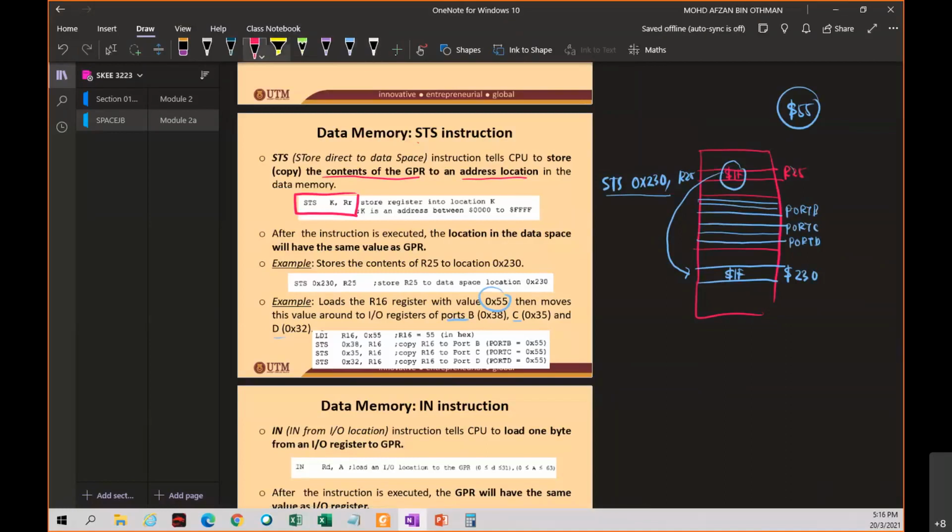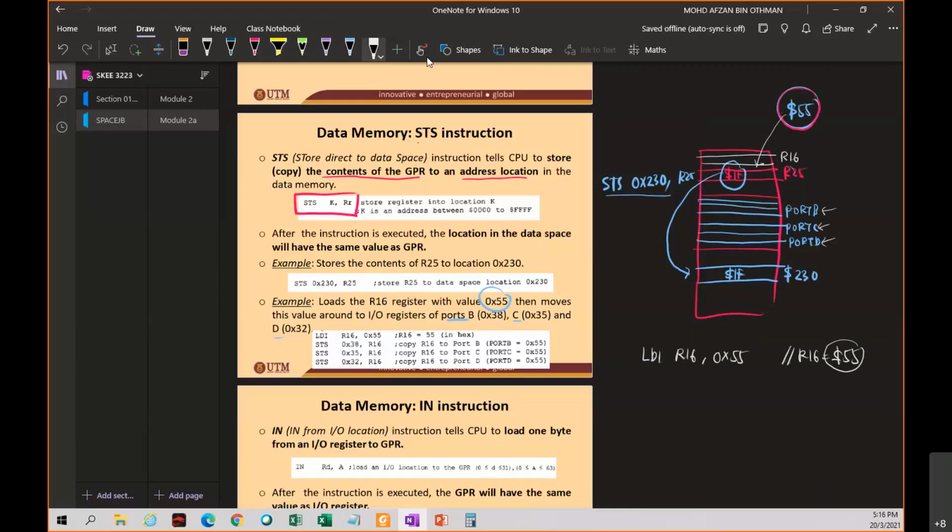Okay, first thing first, what you going to do? Apa yang kita kena buat? Since this is an immediate value, okay, data daripada luar. So what you going to do is you need to load this data to your GPR lah. Okay, letak, masukkan dia dalam GPR. Contohlah kita pakai R16. So that's why LDI R16, 0x55. So what happen here is R16 ada nombor 55. So now barulah kita boleh hantar ke sini.